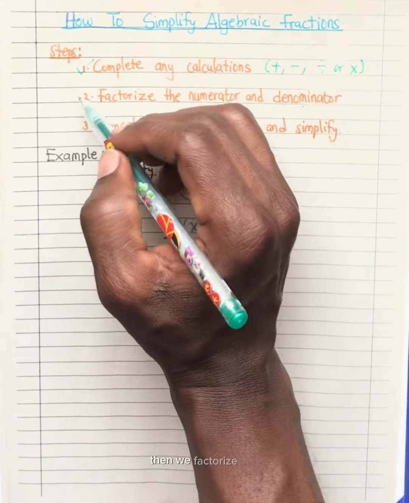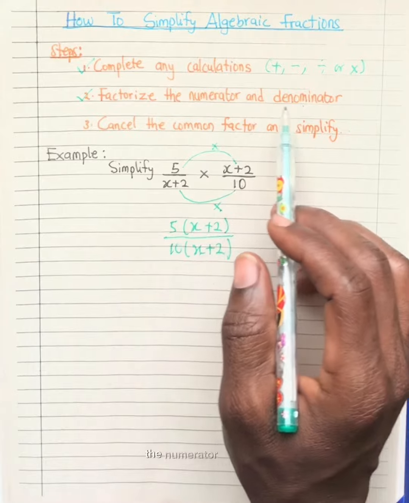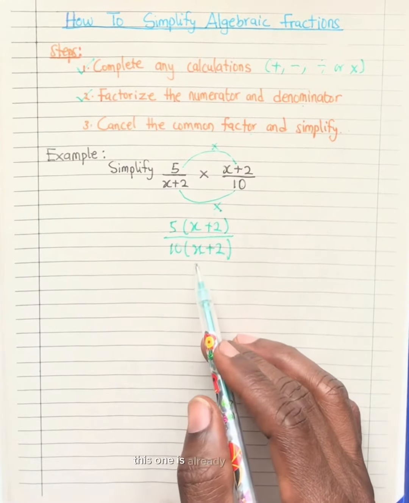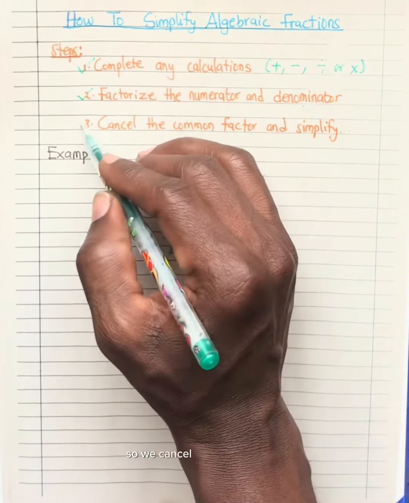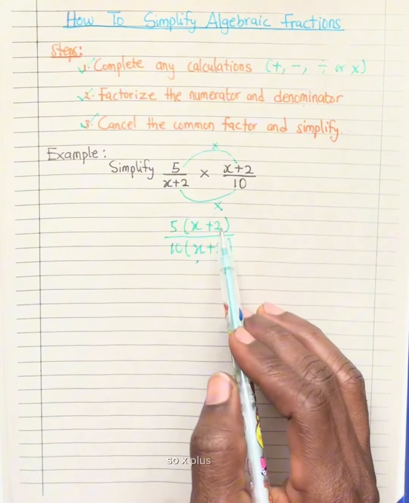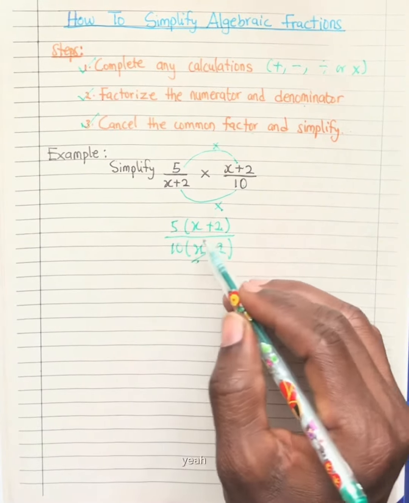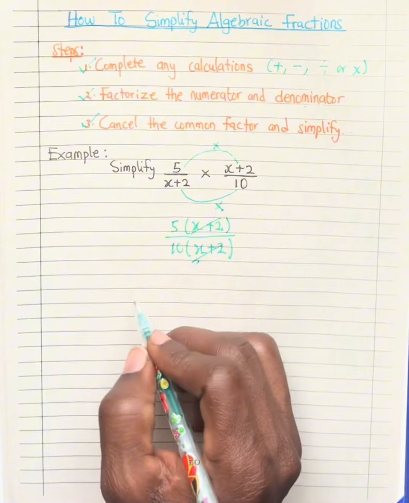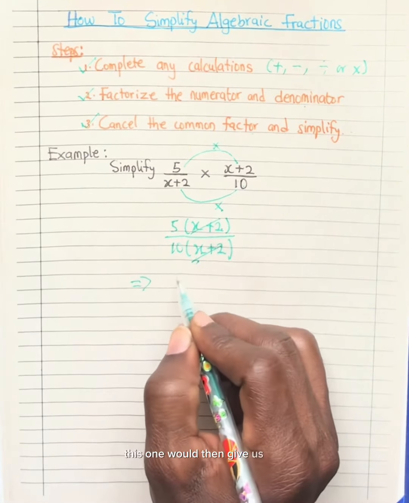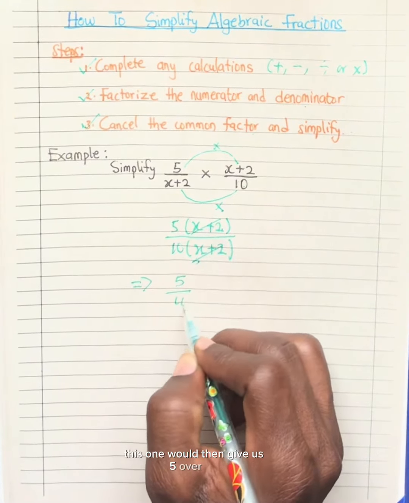Then we factorize the numerator and denominator. This one is already done. So we cancel the common factors. So x plus 2, they are common. You cancel. So this one would then give us 5 over 10.